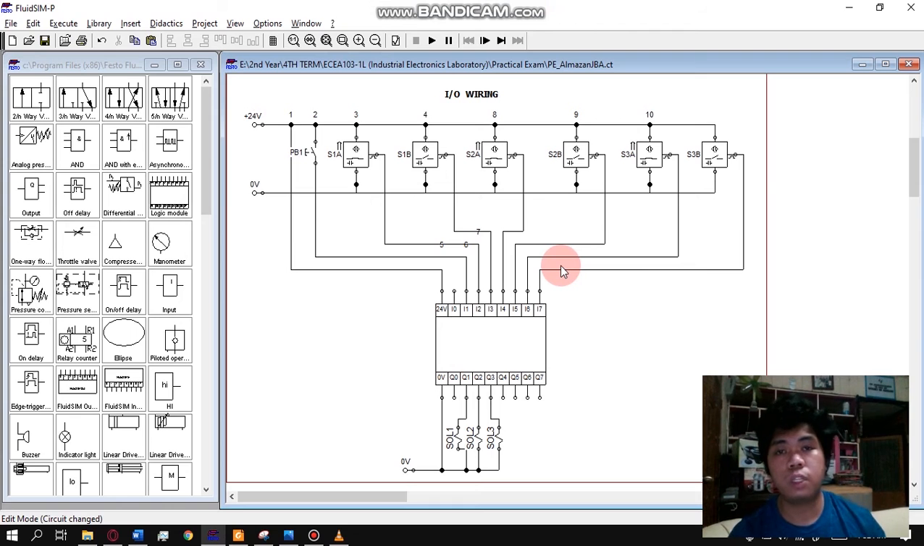So moving on to the I/O wiring, as you can see in this diagram, we have here the logic module wherein output and input devices are connected. Since we have two sensors for each cylinder and we have three cylinders, a total of 6 sensors will be connected to the input of the logic module, and we will be having 3 solenoid valves connected to the output of the logic module.